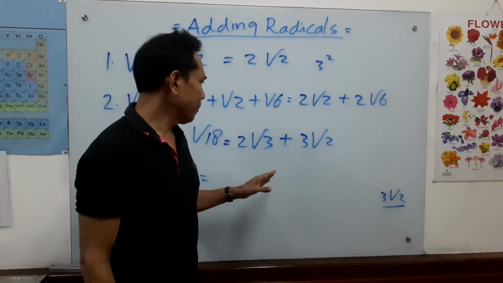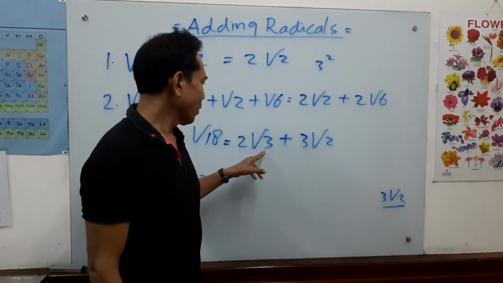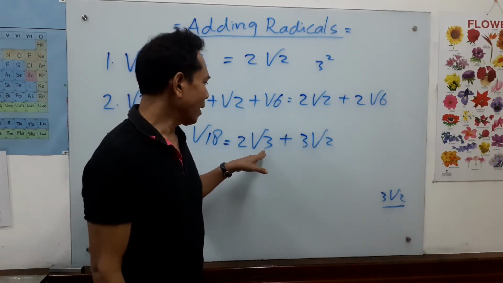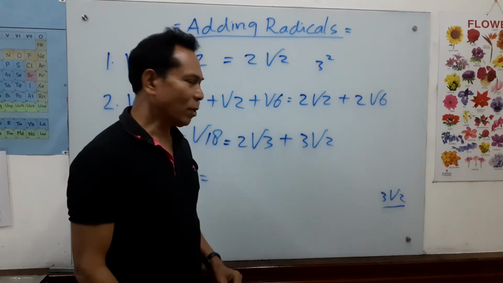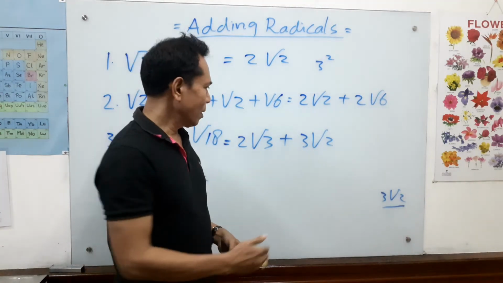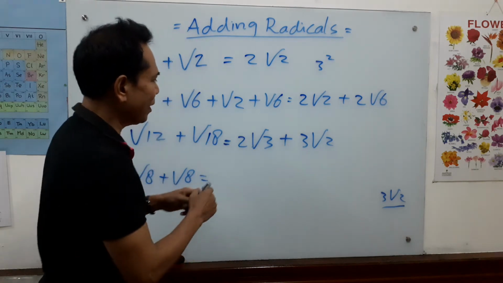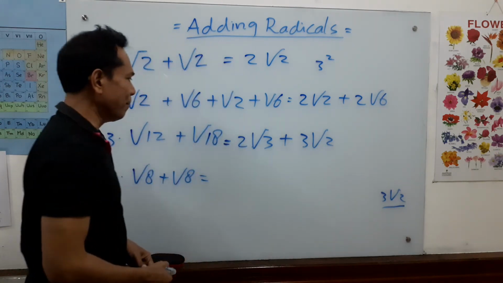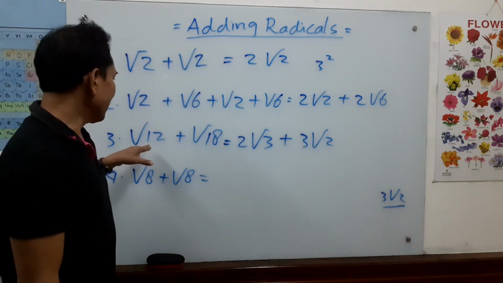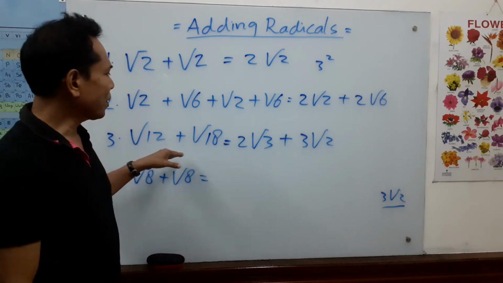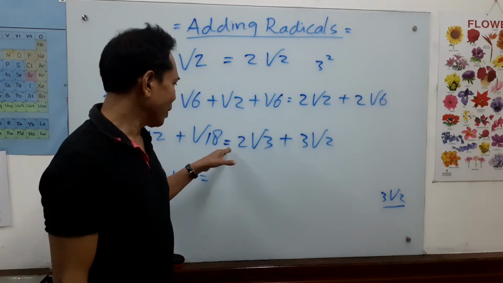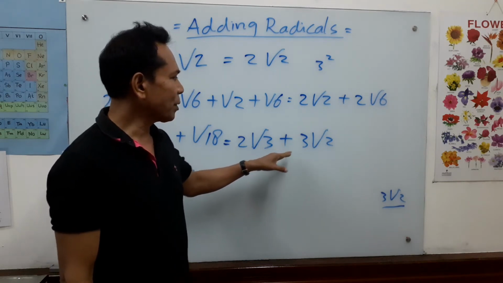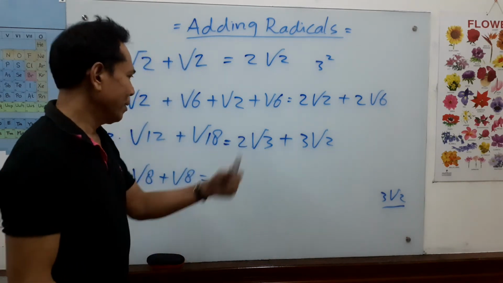Now, children, look here. The radicands are different. This one is 2, this one 3, this one is 2. So we cannot add them, we cannot continue. So we leave it like this. So this is the answer, okay? So radical 12 plus radical 18 equals 2 radical 3 plus 3 radical 2, okay? That's the answer.